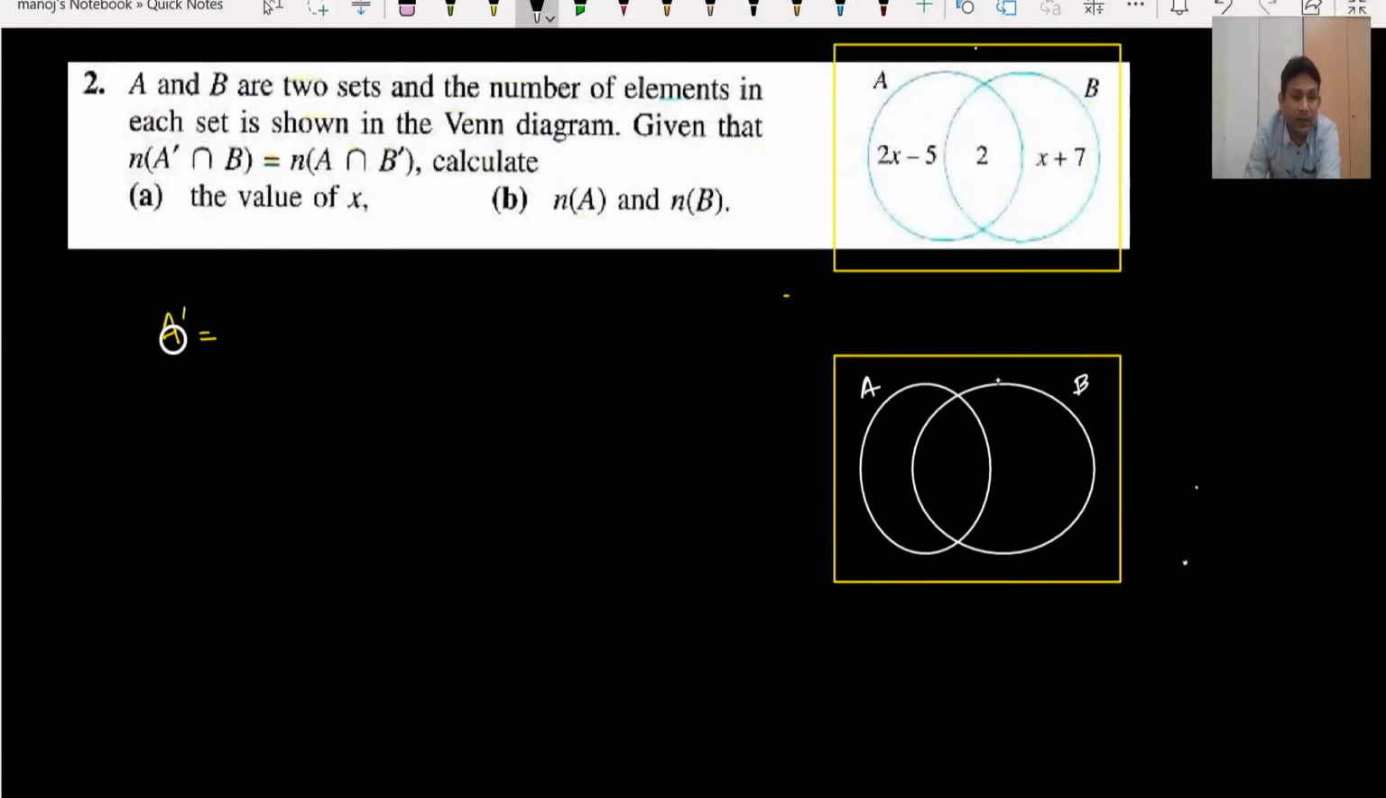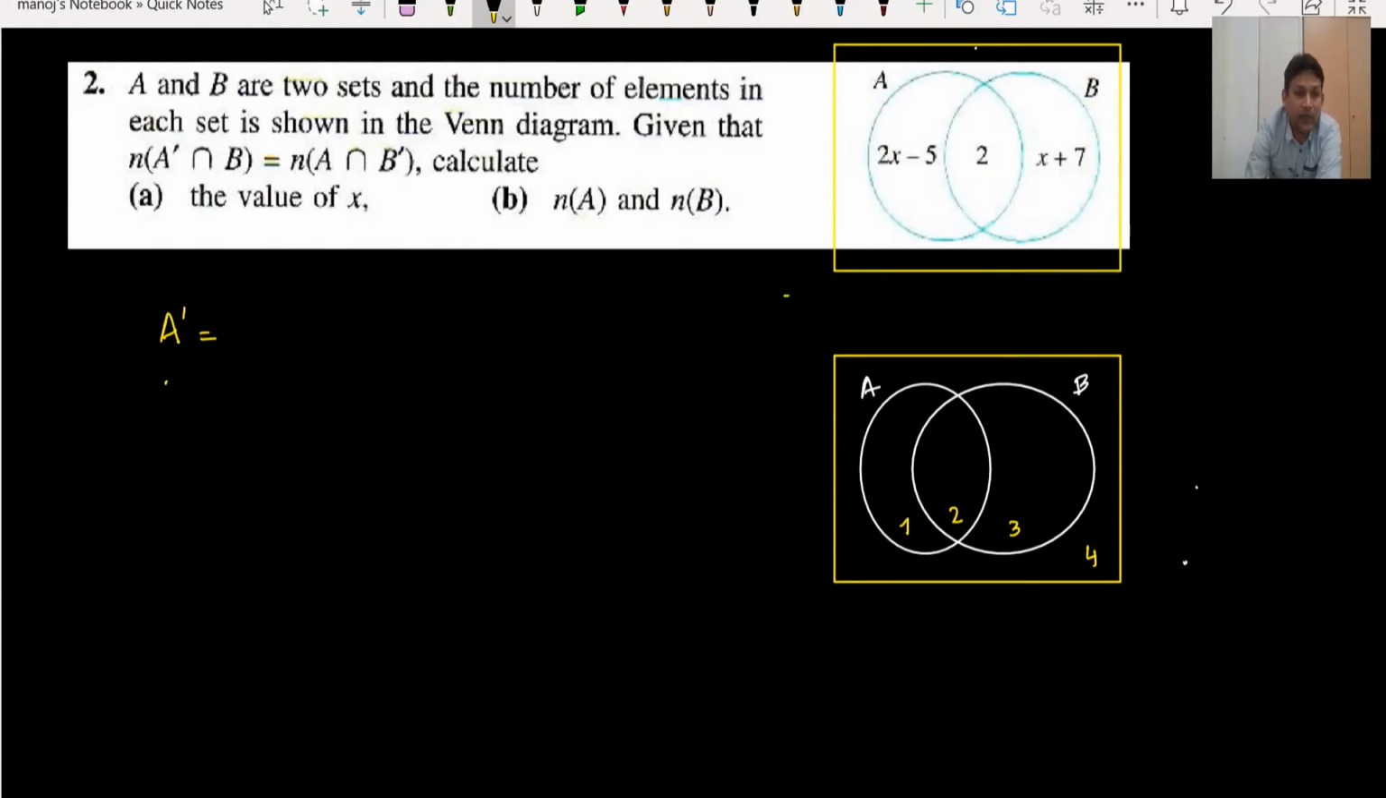Which area is A complement? A complement area is this one and this one, all without A. First of all, how many areas are there? One, two, three, and four. A complement means areas one and two are gone. Both are gone. Three and four is your result. A complement means three and four.